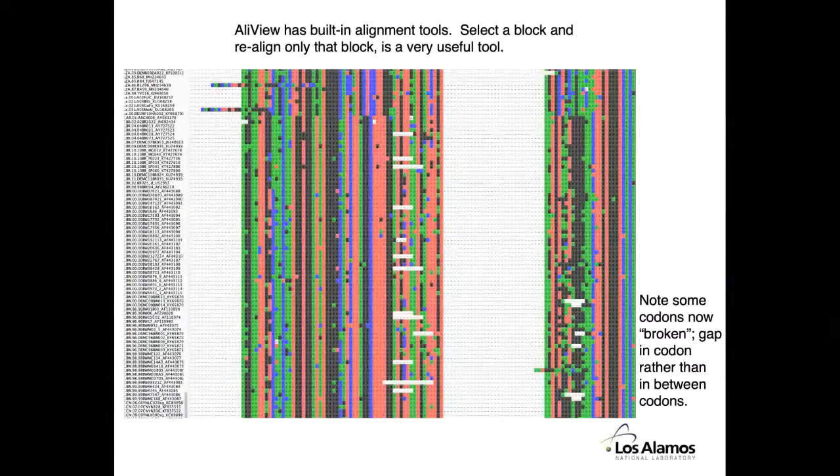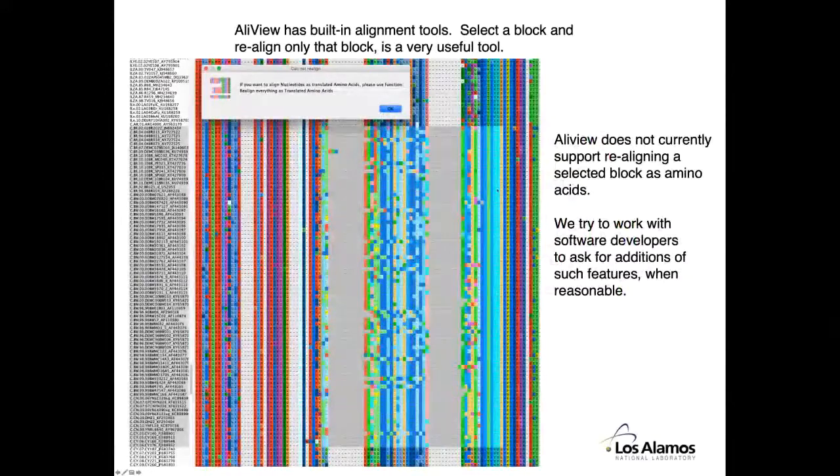It gives you an error message. It says if you want to align nucleotides as translated amino acids, you have to realign everything. And I don't want to realign everything in this because I have complete genomes here. So anyway, that's not available in AliView yet, but that's the sort of thing that when I notice things like that, I'll write to the software developers and see if I can get them to add another feature to their tool. We've gotten the AliView people to add quite a few nice features to their editor over the years, and this is the next one I'll probably ask them to do.